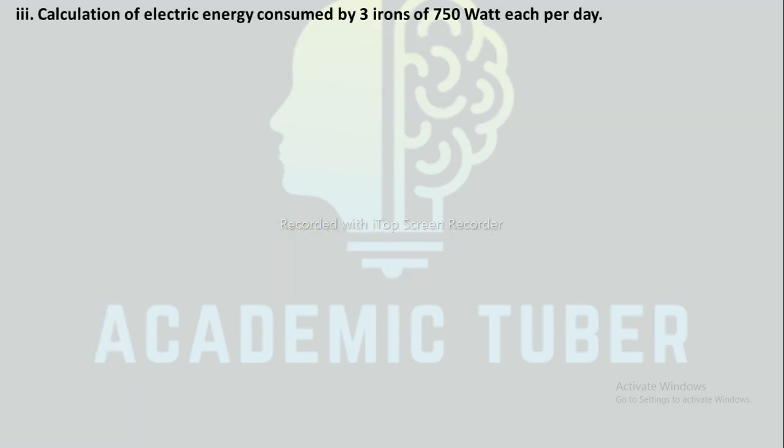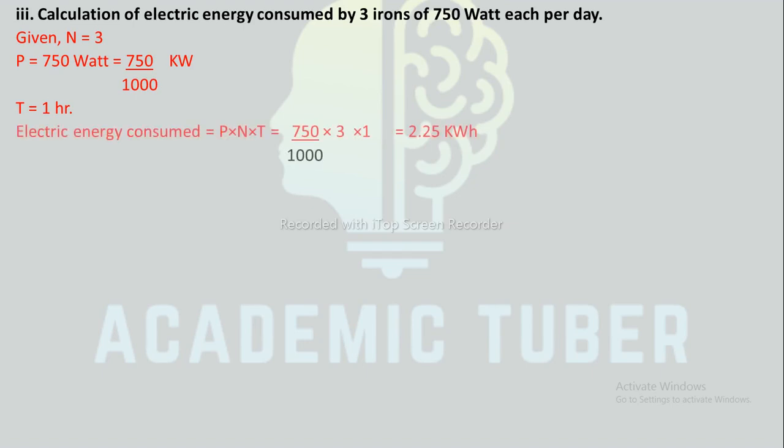Next one is calculation of electrical energy consumed by 3 irons of 750 watt each per day. The number of irons is given as 3, therefore N equals 3, and power is given as 750 watt. Again we convert watt into kilowatt by dividing 750 by 1000. Time equals 1 hour. Using the formula of electric energy consumption, N into P into T, we get the electrical energy consumed by 3 irons, that is 2.25 kilowatt hour.